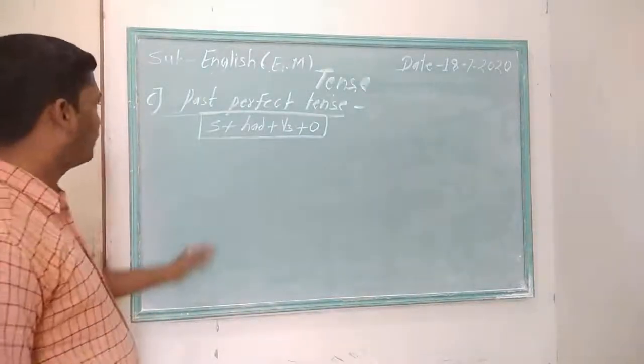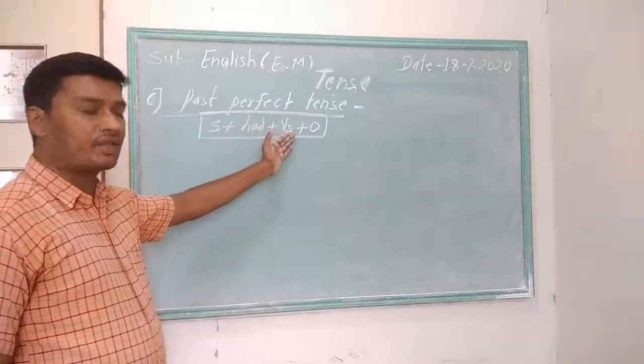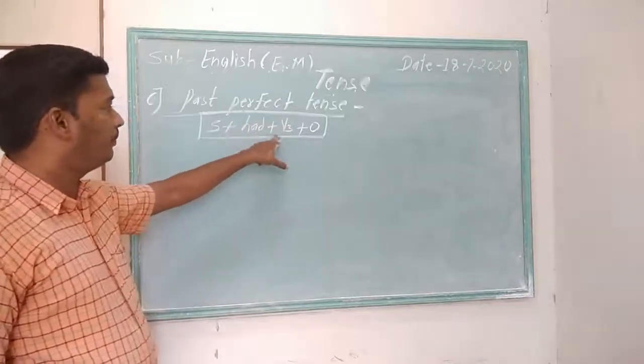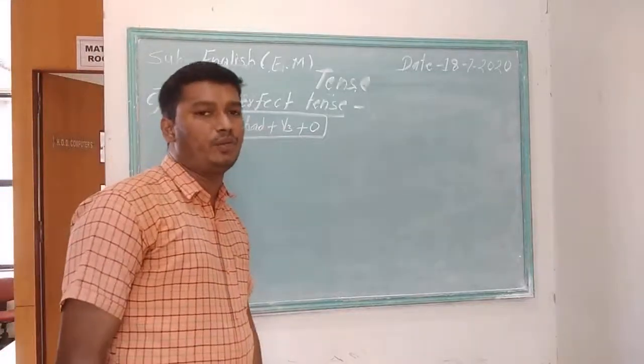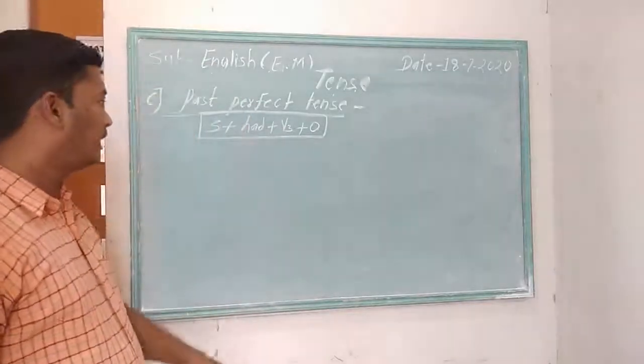After that information, take this structure: yes plus had plus V3 plus O. V3 means past participle of the verb. Okay. Then take examples.